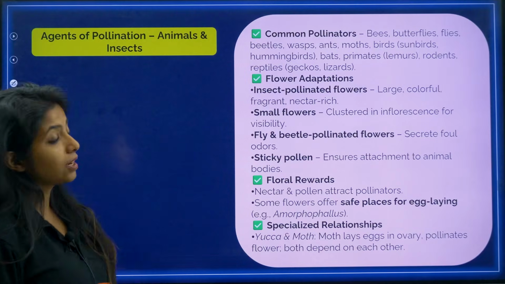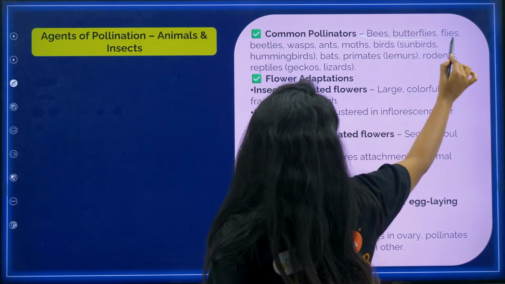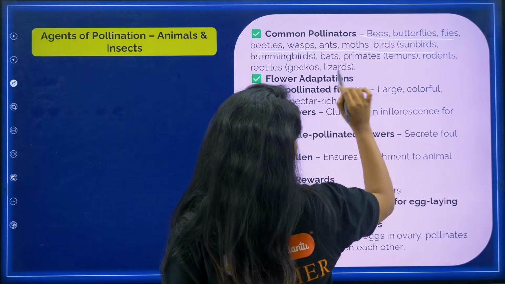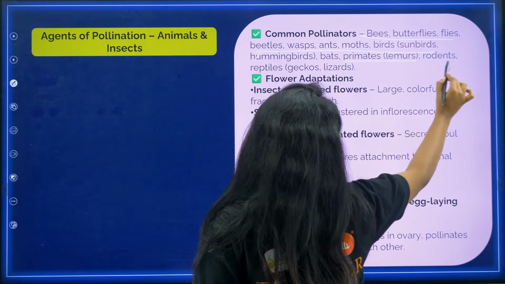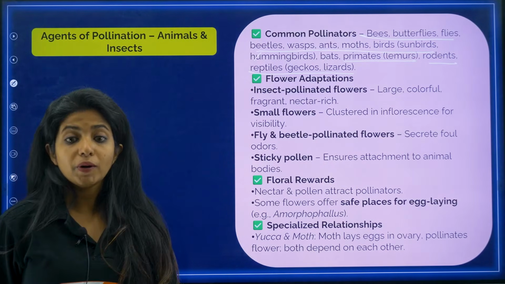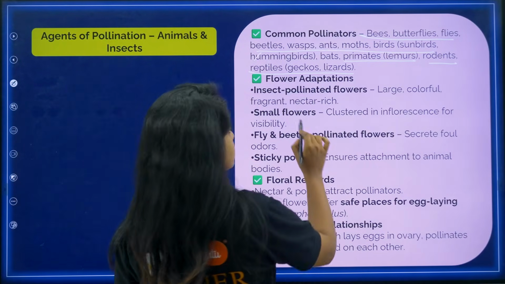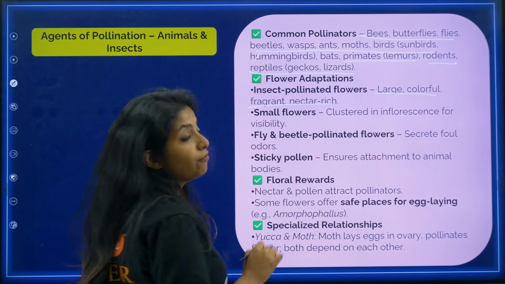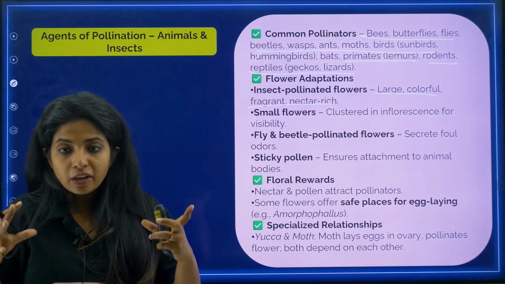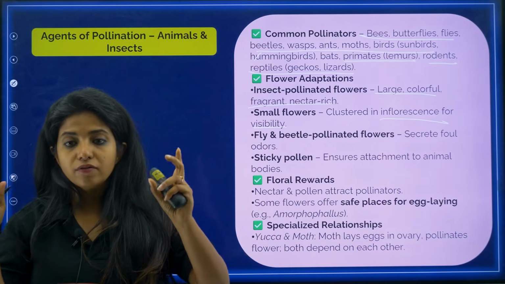Now, agents of pollination, that is animals and insects. Common pollinators are bees, butterflies, flies, beetles, wasps and so on. Then something that is not common: primates such as lemurs, rodents, and reptiles such as geckos as well as lizards also do pollination. Please remember it. Now, adaptations are there. Insect-pollinated flowers would be large, colorful, fragrant and nectar rich. If there are small flowers, they will come in bunches, clustered in an inflorescence, my dear children, for higher visibility.